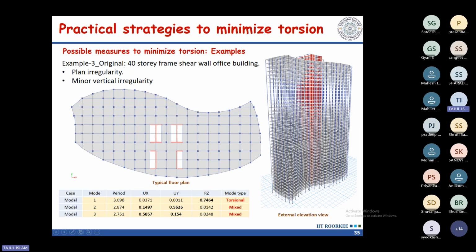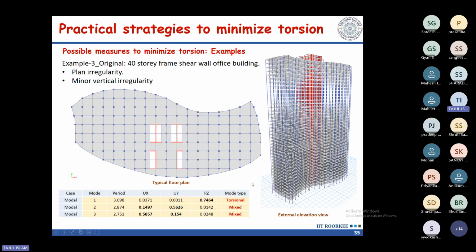Then we have this nicely shaped building, the third example. This is a 40-story office building. Here I have plan irregularities as well as minor vertical irregularities. Although the irregularities are available in this floor, there are some other floors at two different levels where I have some balconies like that. So that is the little bit of irregularity introduced here.